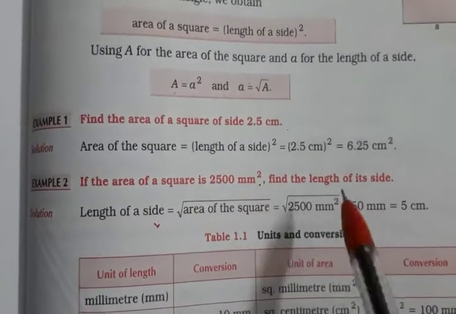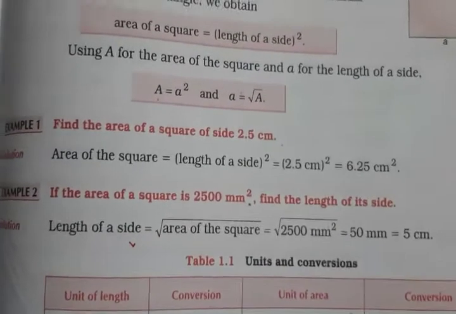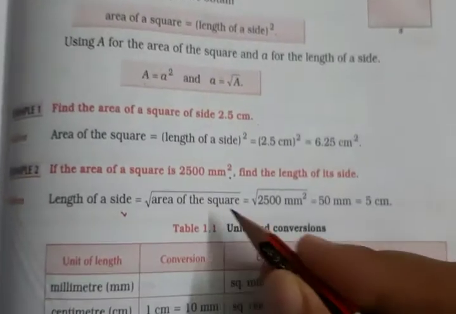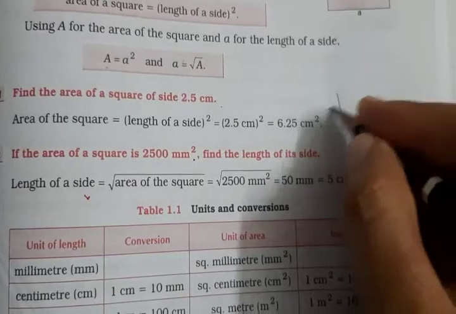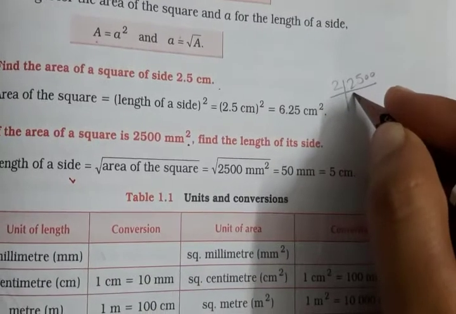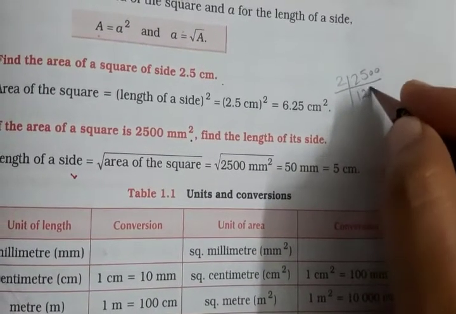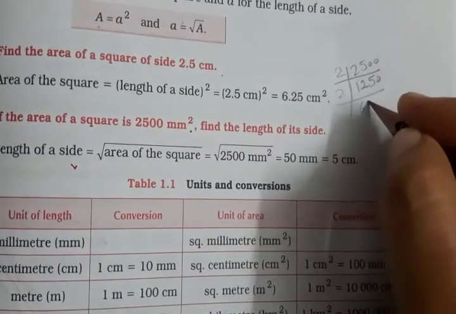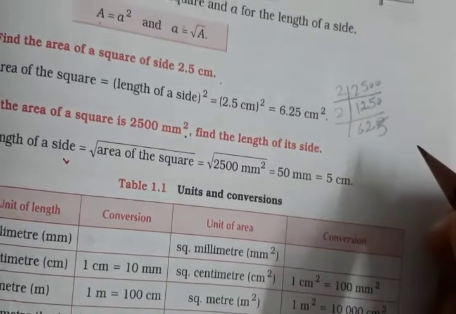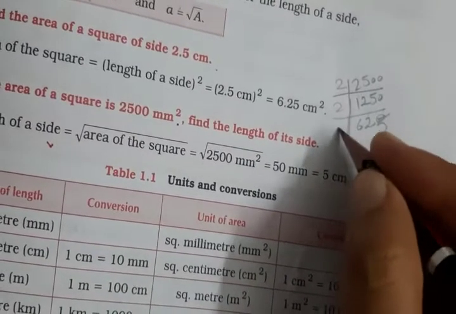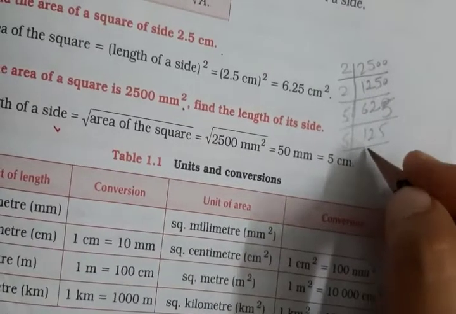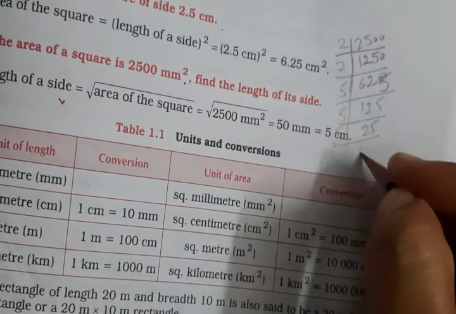Now how to find the square root? Firstly we will find the factors of 2500. You all know how to find the factors. 2500 is divisible by 2, again this is divisible by 2, giving 1250, again by 2, giving 625. Now this is not divisible by 2, but it is divisible by 5, giving 125, again by 5, giving 25, again by 5, and we get 5.